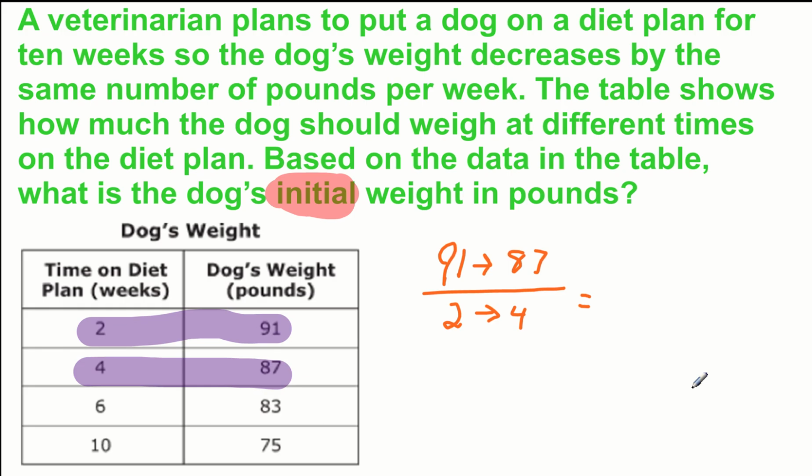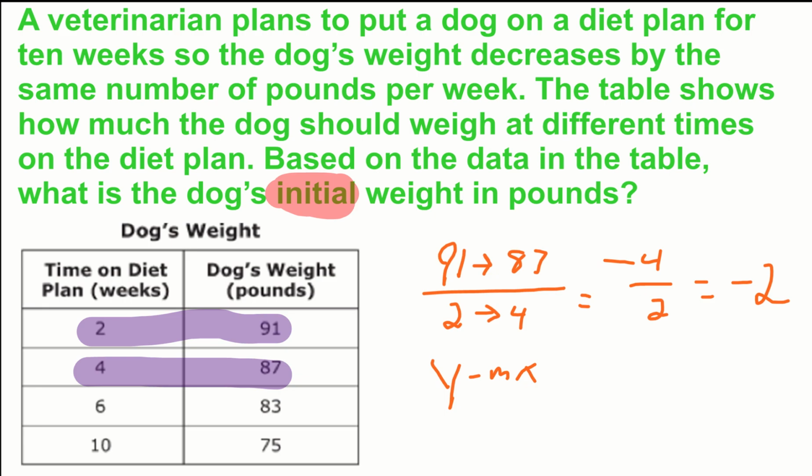And you just got to be careful with signs on stuff like this. We're going down, so that's a -4. Going up 2, -4 over +2 makes a -2. That's our slope. That means this dog's going to lose 2 pounds every week. To get the y-intercept, remember we do y minus mx.